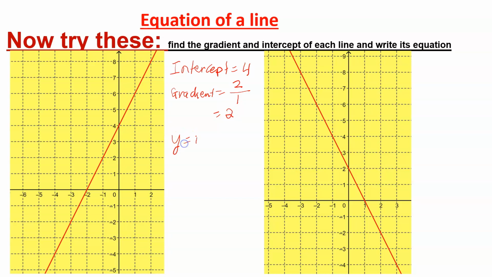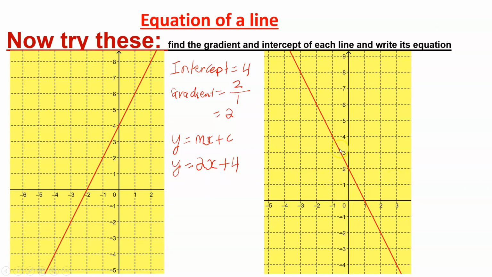Well, the equation was y equals mx plus c. And because it was y equals mx plus c, our m, which is the gradient, is 2. So it becomes 2x. And what is the c? C is the intercept, which is 4. So that's how you find the equation of this line.